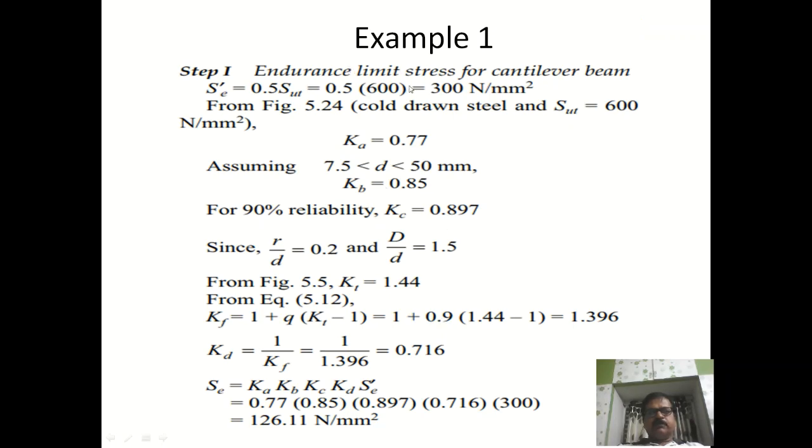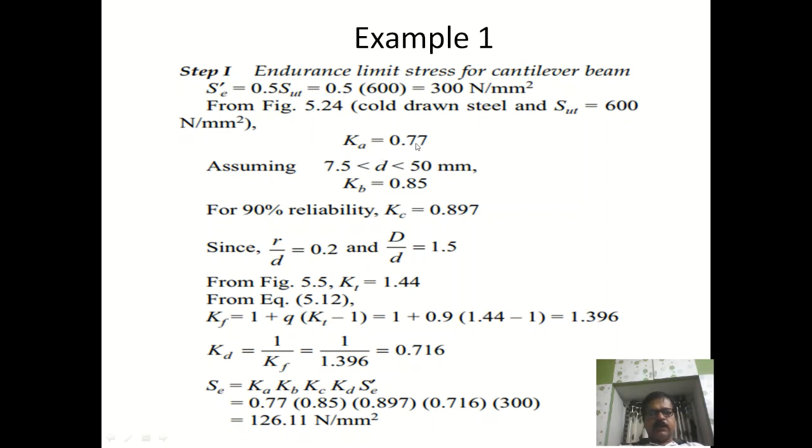In step 1, the endurance limit is determined from the ultimate strength. Ultimate strength is 600 and endurance is half of that, that is 300 Newton per mm square. For the cold drawn steel, the SUT is 600, and hence we got the endurance limit as 300 Newton per mm square. But this endurance limit has to be discounted for various factors. Here we have different factors like size factor, shape factor, surface finish factor, reliability factor, and the stress concentration factor. So we are going to use all these factors.